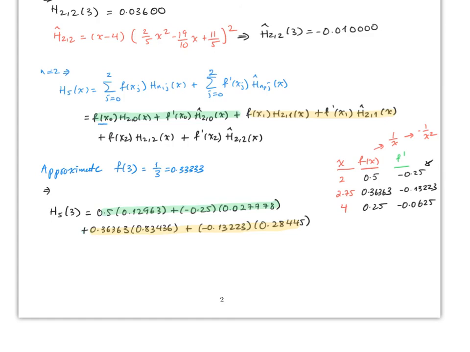then plus 0.25 times 0.036 plus minus 0.0625 times negative 0.01, where now this represents this part, and then if you simplify everything, you will get 0.3332, which you can see is very close to the actual solution, which is this one.